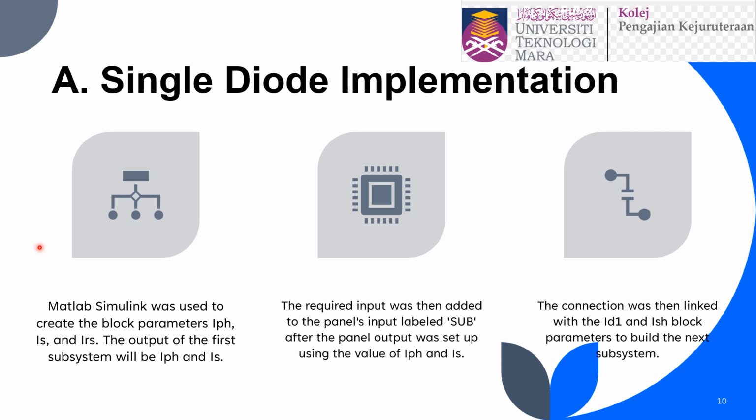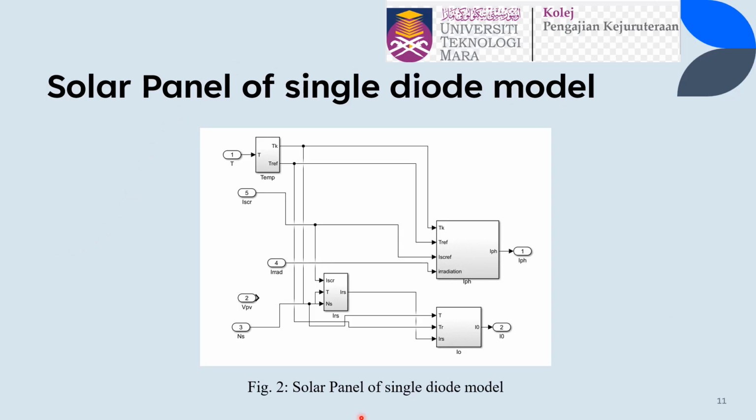For the single diode implementation, MATLAB Simulink was used to create the block parameters of IPH, IS, and IRS. The output of the first subsystem will be IPH and IS. The required input was then added to the panel's input labeled as sub after the panel output was set up using the value of IPH and IS. The connection was then linked with the ID1 and ISH block parameters to build the next subsystem. So this is the solar panel of the single diode model.